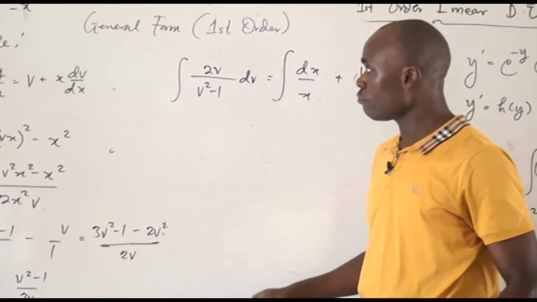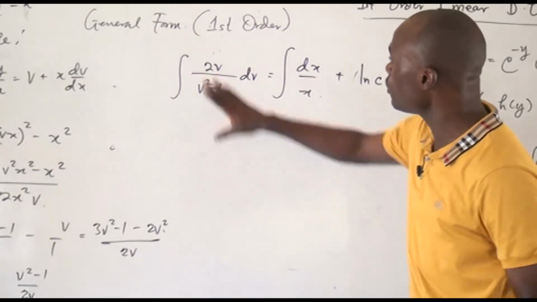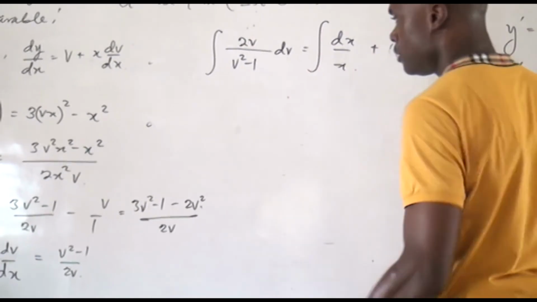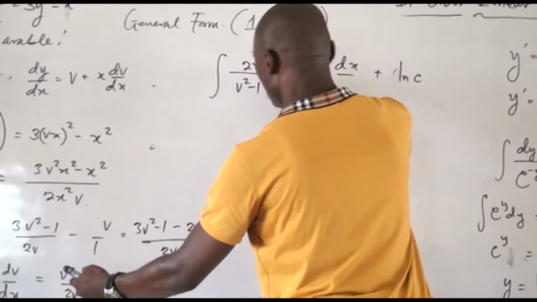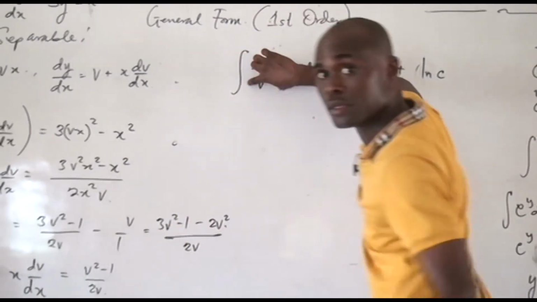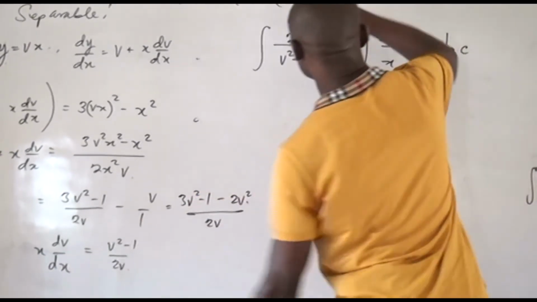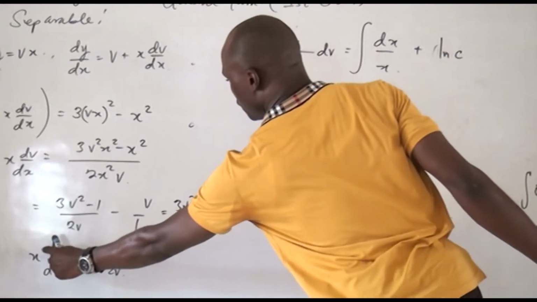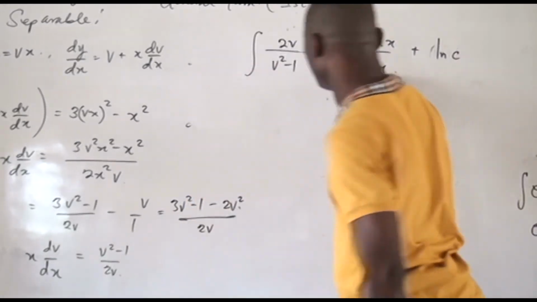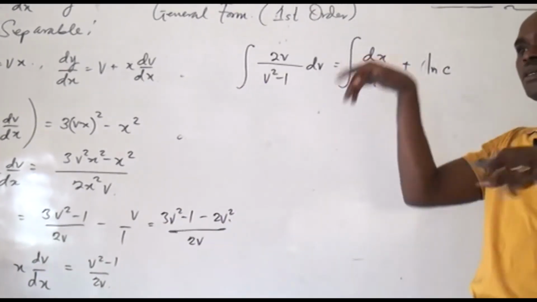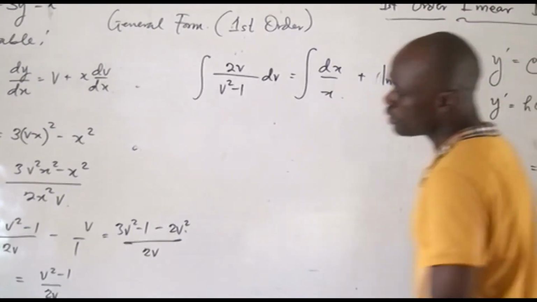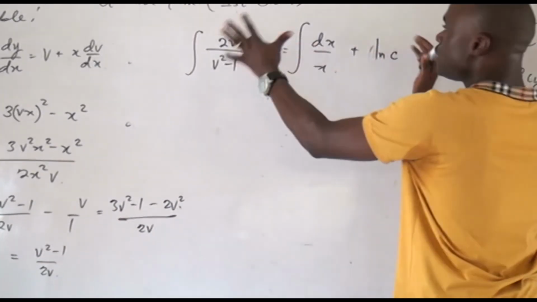You have v squared minus 1 here, which is now the denominator. You have 2v, which is now the numerator here. dv is still here. dx is now the numerator here, and x the denominator. More like multiplying both sides of the equation. So this is going to give us this, which we integrate both sides.